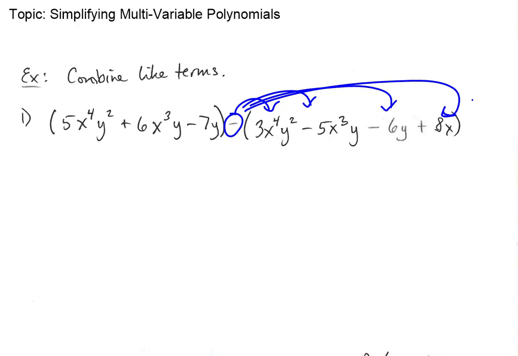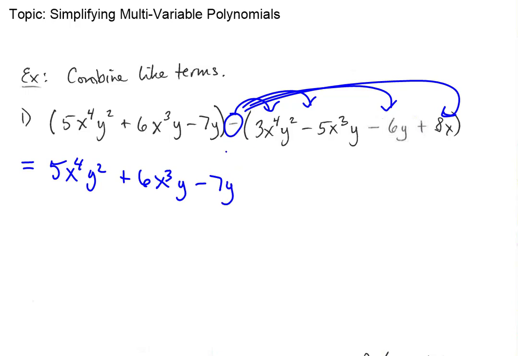So we're going to have to go ahead and distribute the negative sign to all the terms in the second set, which will, by the way, just change all those signs. And in so doing, we can rewrite the entire problem without any parentheses, which will allow us to move things around and combine like terms as needed. The first set of parentheses has nothing in front of it and no exponents, so we can just rewrite without them. We'll write it as 5x to the fourth y squared plus 6x cubed y minus 7y.